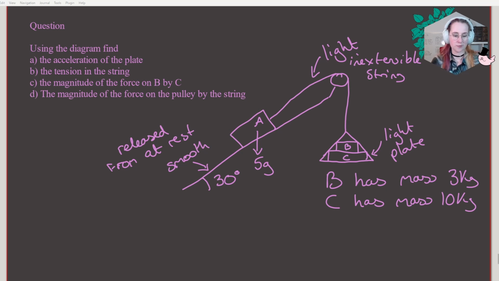So, this is our problem. We need to do these things. We need to find the acceleration of the plate, so it's just been released. We need to find the tension in the string. We need to find the magnitude of the force on B by C. And then we need to find the magnitude of the force on the pulley by the string. So I'm actually going to change color and start drawing all over this diagram.